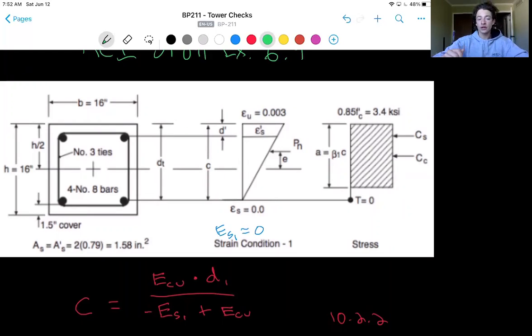Then we'll do the same thing for conditions 2 through 4, with the bottom steel strain as the only term changing for each condition.